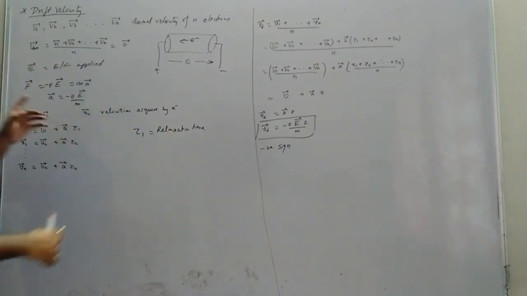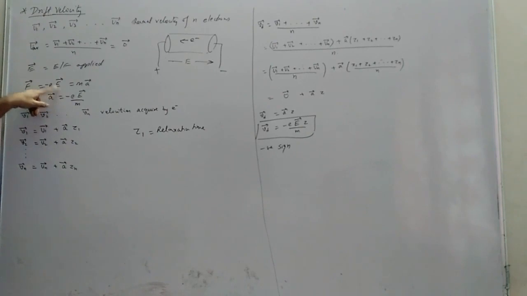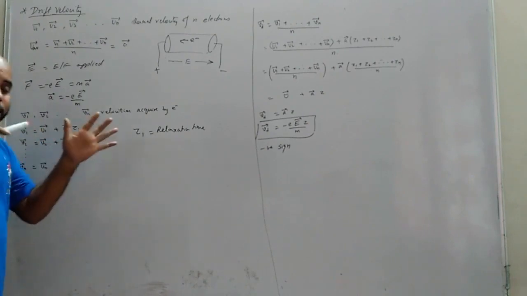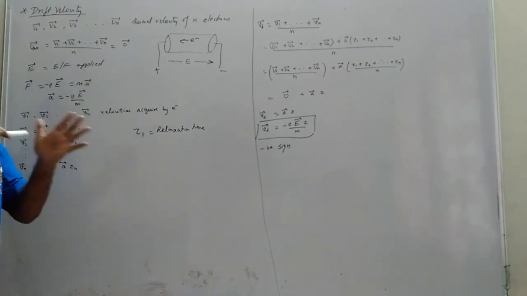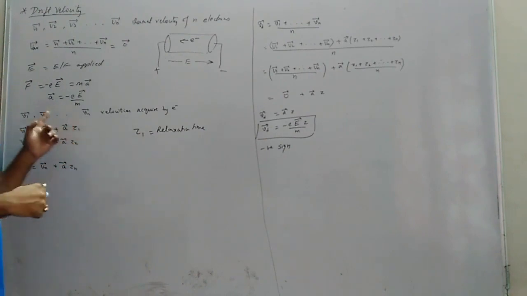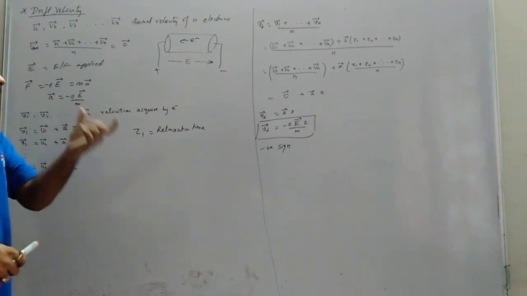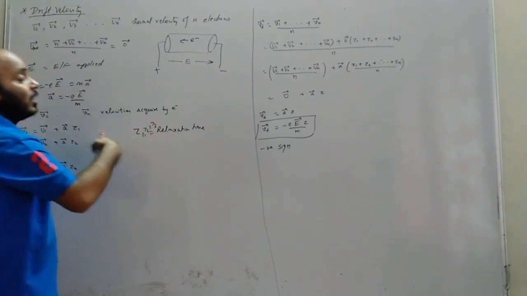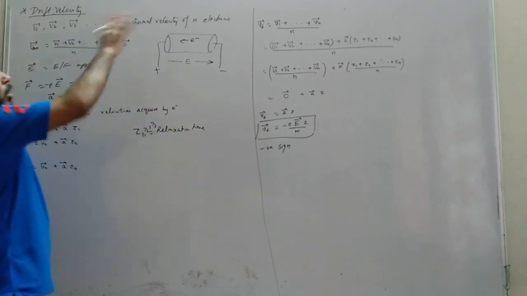So this acceleration is acting because of what? Electric field. Because of the electric field, the electrons experience force, and because of that, the electrons gain some acceleration. This acceleration will act during the relaxation time, when the electron is moving freely. When it is colliding, some other forces are also acting. So this acceleration is acting only for the relaxation time. So I am saying tau 1, tau 2, tau 3 are the relaxation times individually of all the electrons.